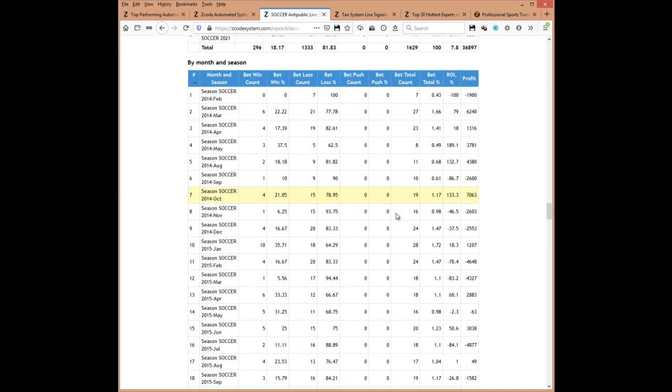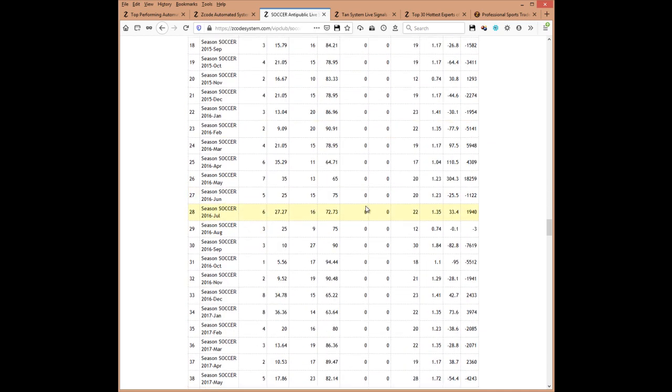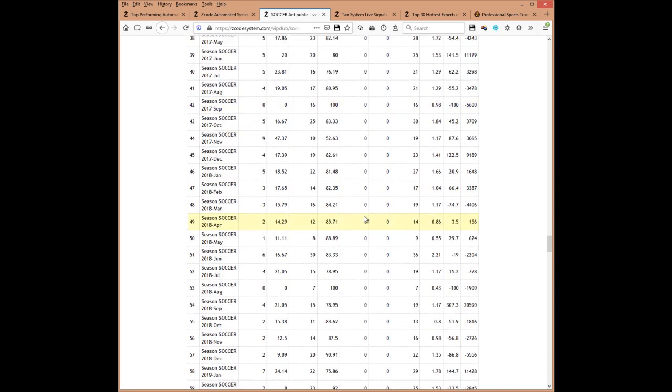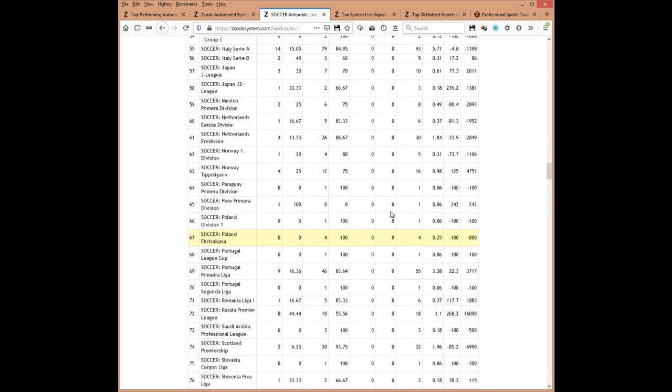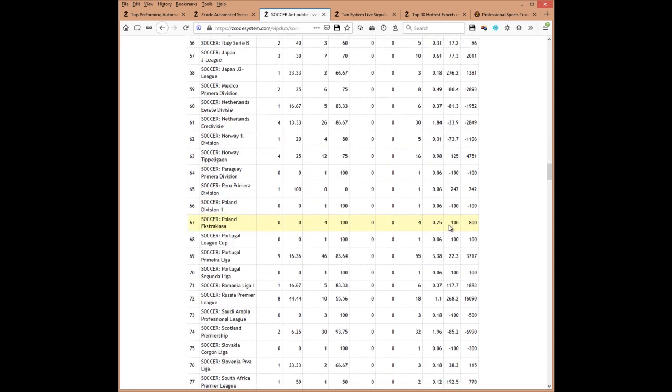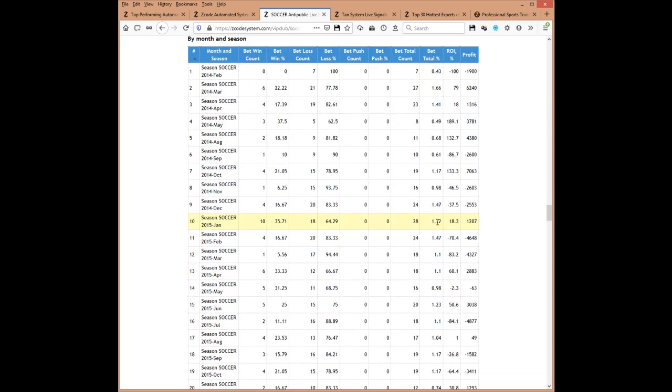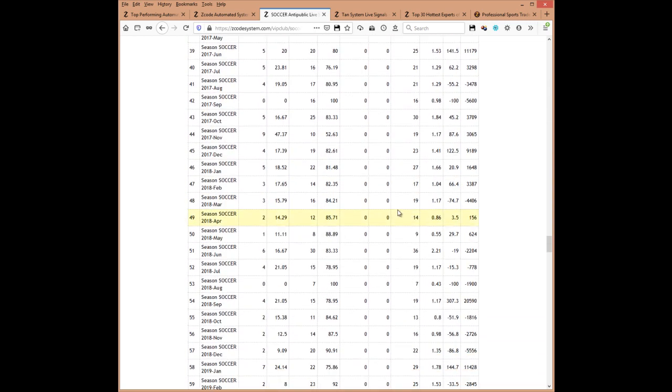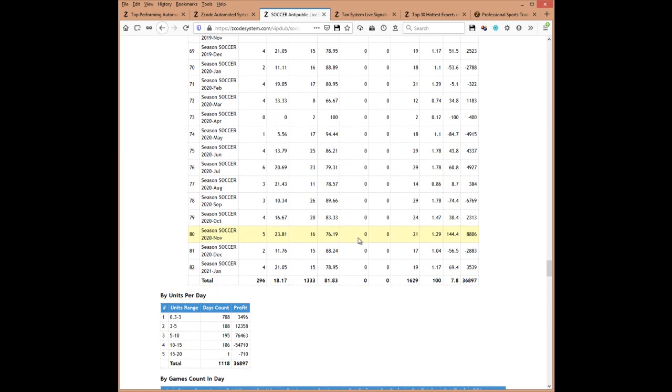But let's just say we're not really picky about the trends and you want all of them in order to generate the maximum profit possible. So let's just leave that as it is. Let's scroll down further. You'll see all these highly detailed tables and graphs for the system. There's just so much data here.